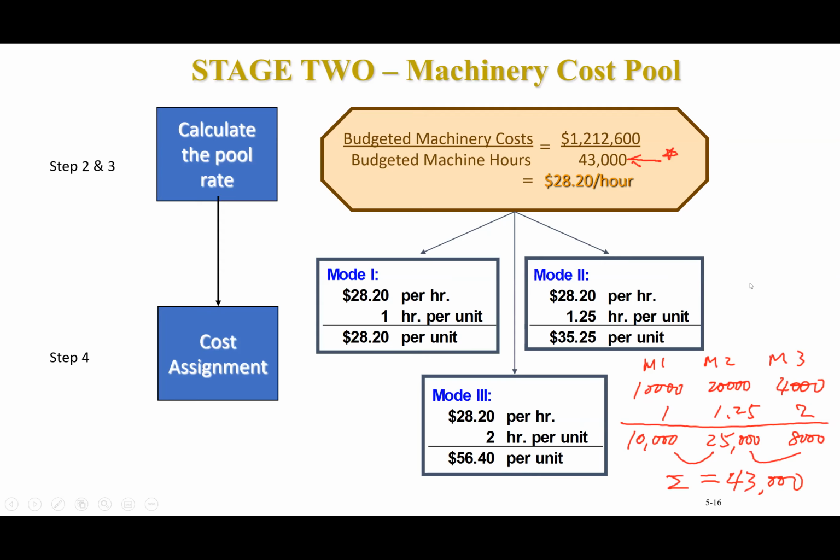So we got here, we now know the machine hours allocated to the overhead cost. The machinery cost allocated to Model 1 is $28.20 per hour, Model 2 is $35.25 per hour, and Model 3 is $56.40 per hour for machinery costs, all right?